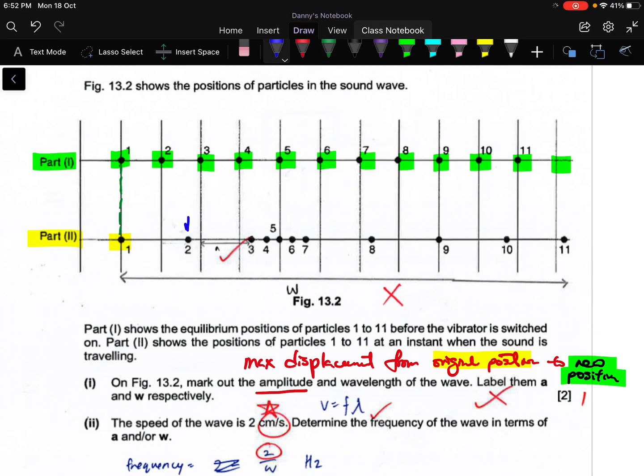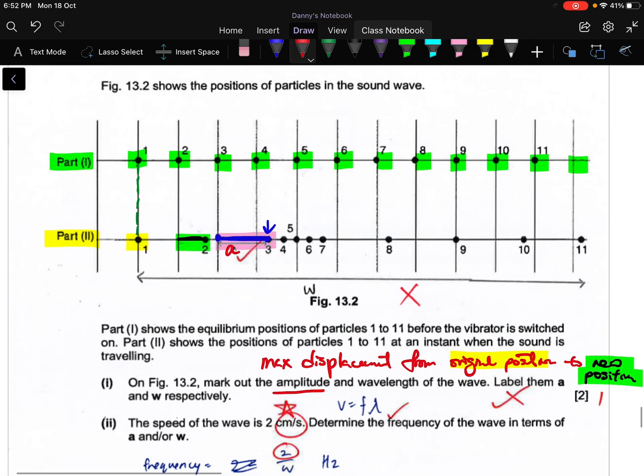Well, this is the new position, this is the original, this will be the new position of 2. What is the displacement of 3? Well, this is the new position of 3, this is the old position of 3. This will be the displacement of 3. So if you look at 1, 2, and 3, you can see that the maximum displacement occurs at 3, and hence you can see that this will be your amplitude.